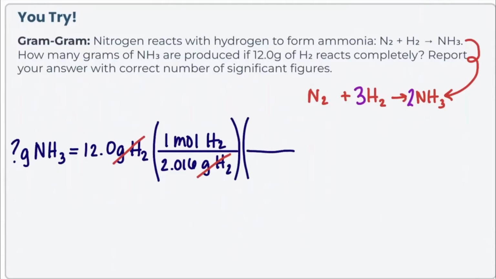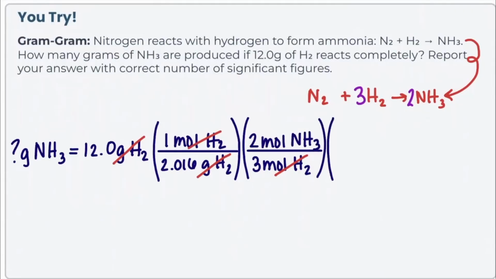And remember, we place the grams at the bottom so that we can go ahead and cancel the grams. Now we have moles of hydrogen. So how can we make our way across to moles of ammonia? Well, we can use our mole to mole ratio. So we know that for every 3 moles of hydrogen that react, we place it at the bottom. Why? So that we can cancel the moles of hydrogen. We're going to produce 2 moles of ammonia. That's what we're going to place at the top here.